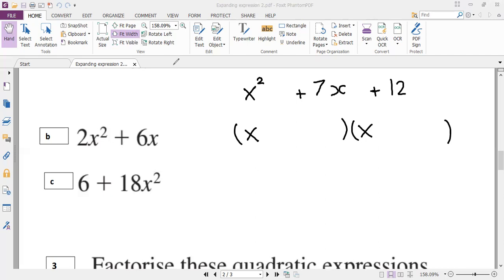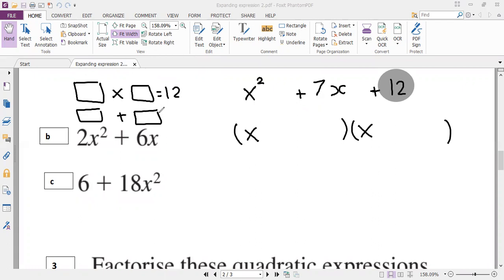What about 12? We want to find two numbers, the product 12 and their sum 7. What are they? So the two numbers, the product 12 and their sum 7. So 12 is the product, the multiplication. I mean by the product, the times, multiplication. And 7 is the sum.